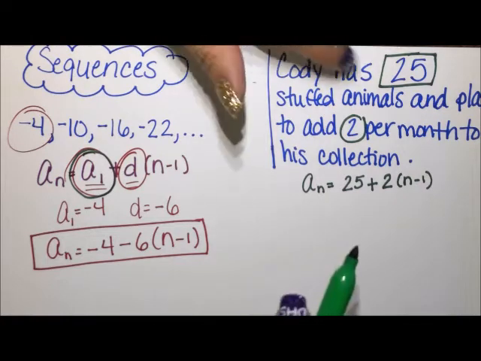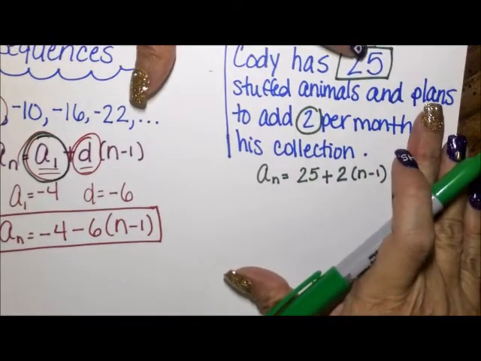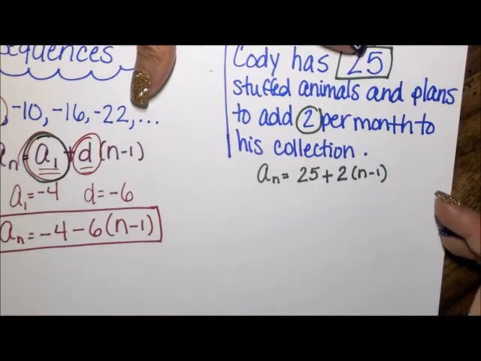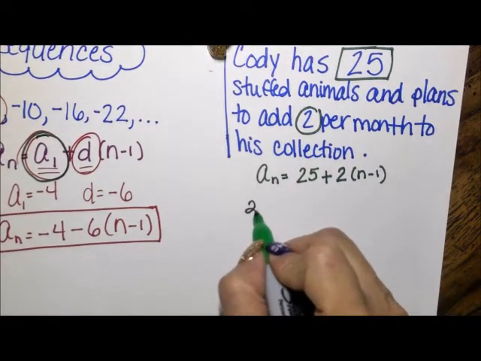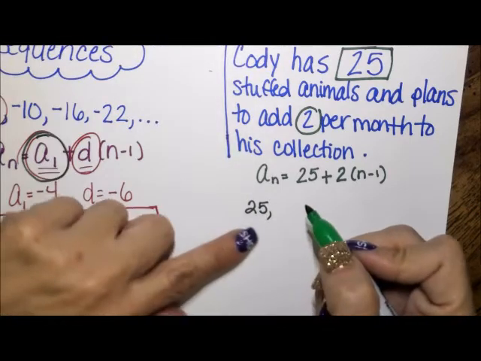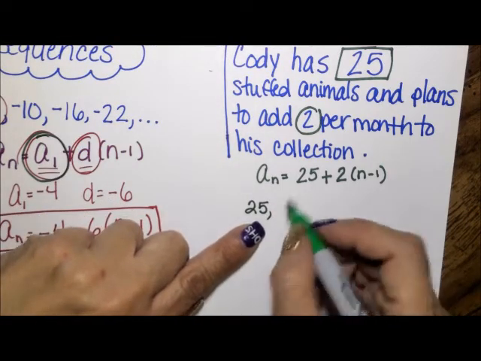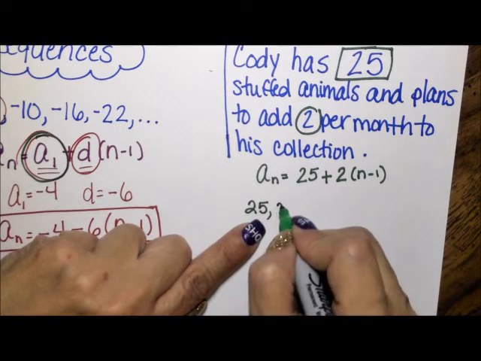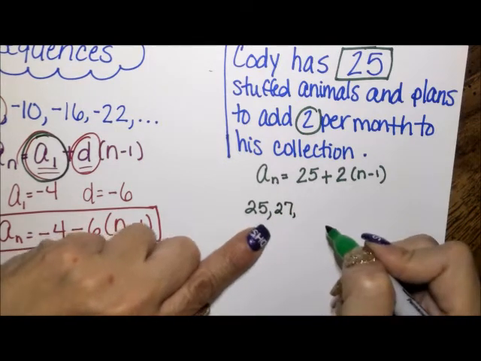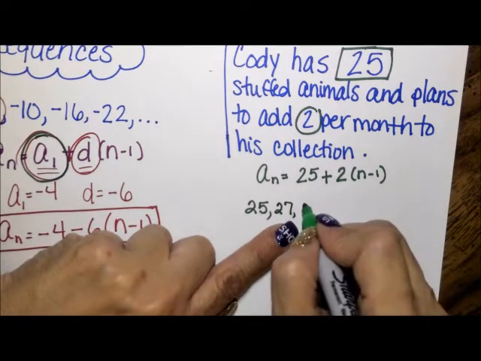The question is, could you write out the first 7 terms? You could. How many does he start with? 25. Okay, on the second month, how many is he going to have? Well, he's going to add 2 little stuffed animals. So the second month, he'll have 27. The next month, he'll have 29.